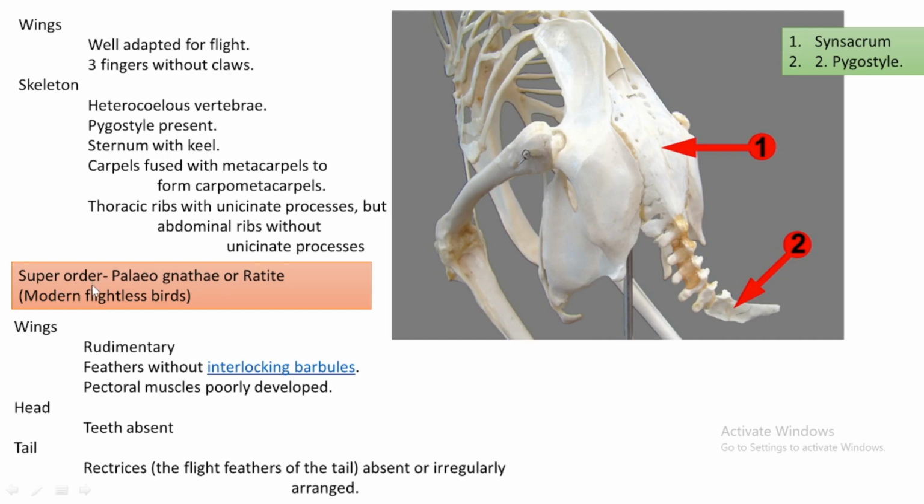Then we are coming to the superorders coming under this subclass. First superorder is Paleognathae or Ratitae. They are modern flightless birds. They are modern birds itself but flightless. In these birds, the wings are rudimentary. Rudimentary means the wings are present but not functional, not that significant in the case of such birds. Feathers are without interlocking barbules. Interlocking barbules are a good feature for those birds that are good in flight.